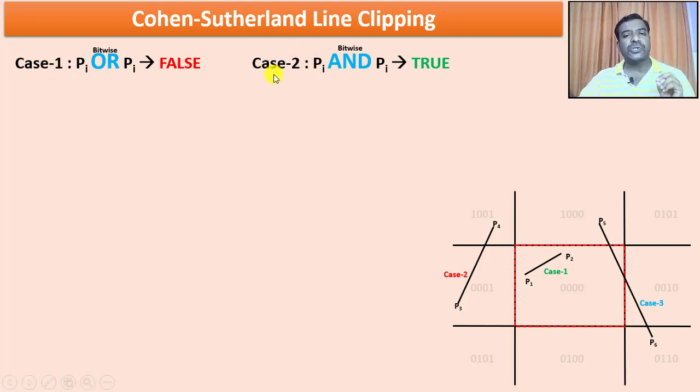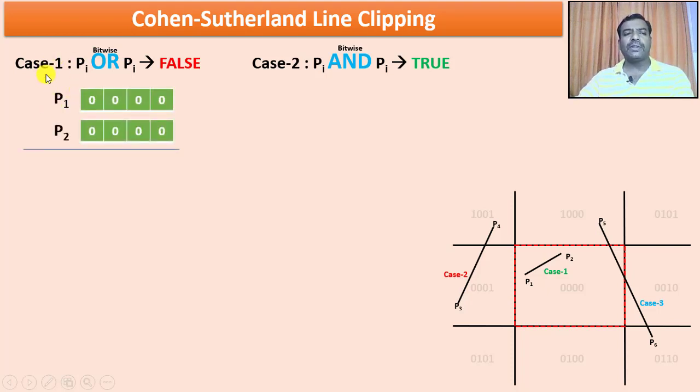If it is case 2, then I take the two region codes of the two endpoints of a line and perform a bitwise AND operation. Upon performing the bitwise AND operation, if the result is true, then we say the line should be completely rejected. If both cases fail, automatically the line will fall into case 3. Fine.